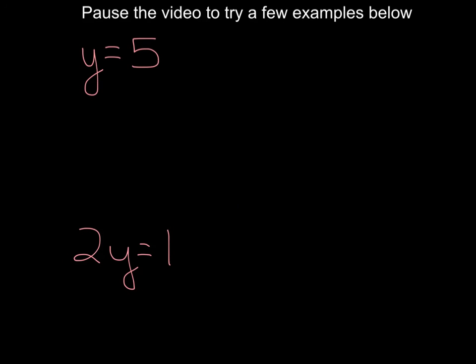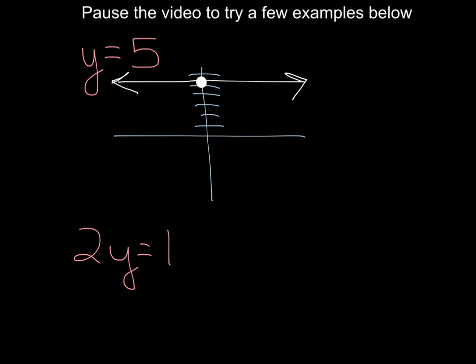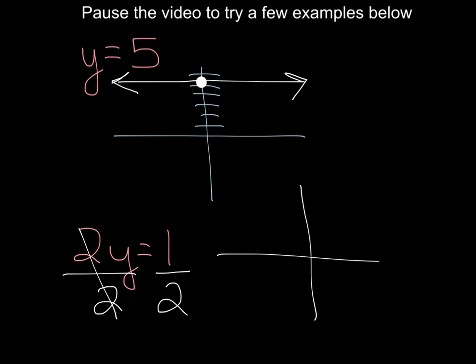Pause the video to try a few examples below. For the first example, we have y equals a positive 5. So we're just going to graph our 5, and you know that the slope is 0, and so this is what your line looks like. Now for this next one, you have to get y by itself, so we have to simplify a little bit. So we divide both sides by 2, so we get y equals 1/2. So it's a positive 1/2. Again, we plot our point, and then we create our line.